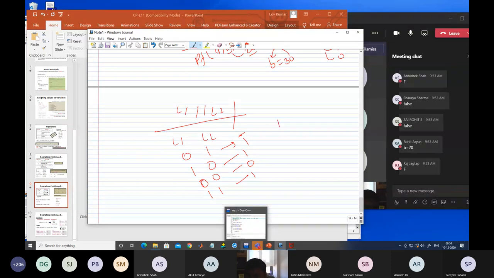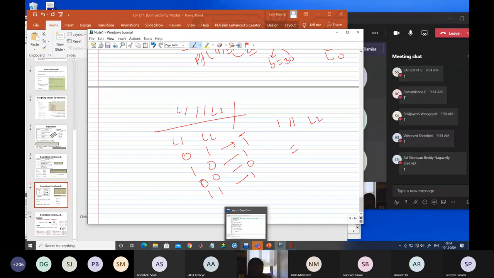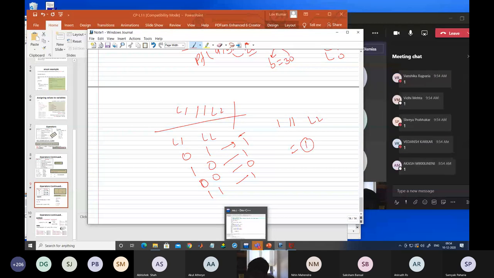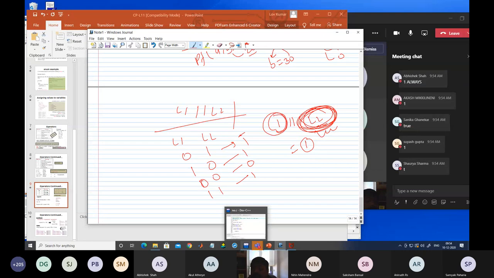Now, assume that you are writing 1 or L2. What is the output you will get? If the first statement is true, can we check the value of L2? No, we will not check the value of L2. So in this case, the output will be 1. Same like that, in the case of the OR operator, if the first statement is true, it will not execute the second expression.